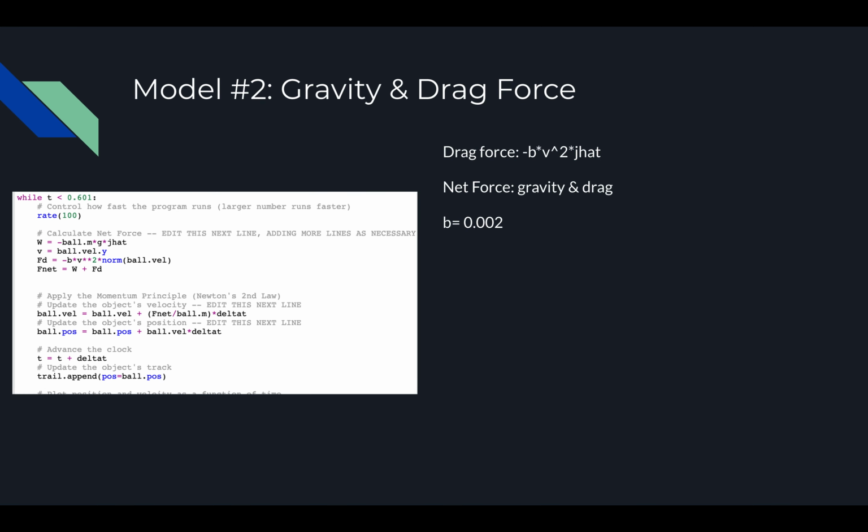Therefore, in the second model, I graphed the motion of the object while taking into account both gravity and drag force. All my conditions remain the same except for the net force acting on the object as it falls. Drag force can be modeled as force equals the negative drag coefficient times velocity squared times the direction of motion. Through guess and check on my coding, I found my drag coefficient to equal 0.002, and I set the forces acting on the ball to equal gravity and my drag force.